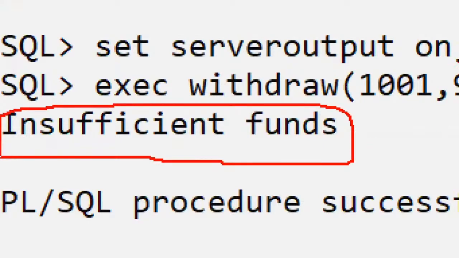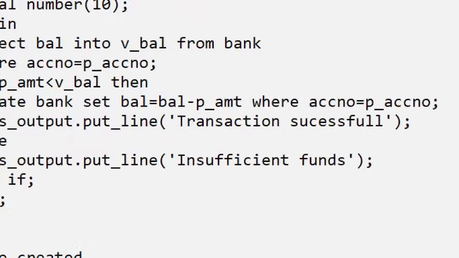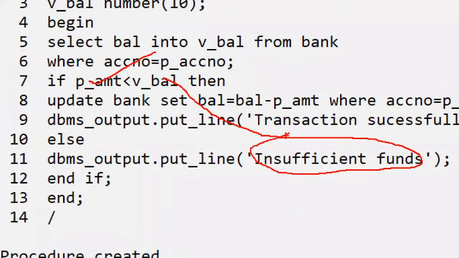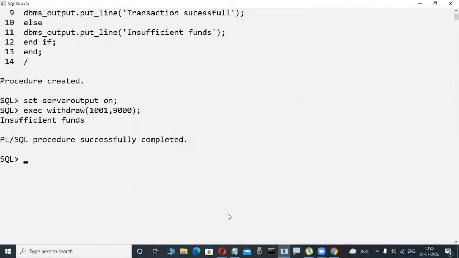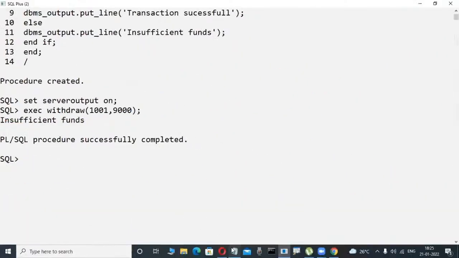It will display the message or not. How is it possible? This coding is executed, whatever I'm writing is executed. Your amount is more than the available balance, that's why insufficient funds only. It will display the message, yes. Suppose here, for example, now observe logically. Insufficient funds is the message. It will be displayed or not? Yes.